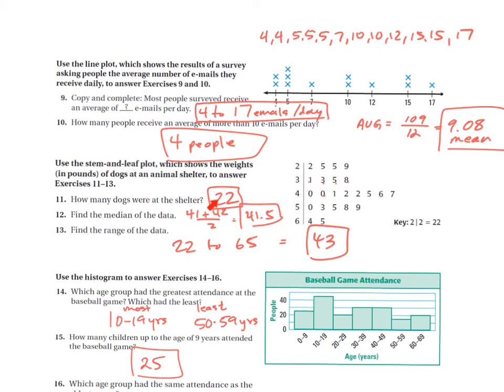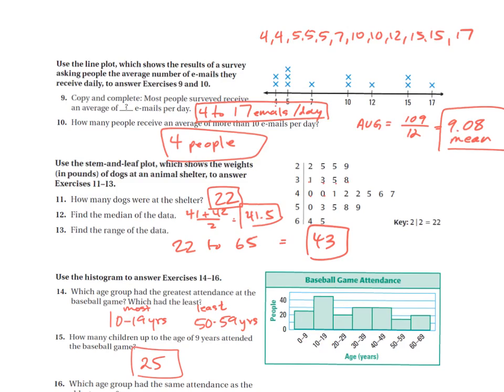Find the median. This is actually pretty easy. Once you know there's 22, it's 1, 2, 3, 4, 5, 6, 7, 8, 9, 10, 11, 12. So it's the average of 41 and 42. Obviously 41.5 is the median. The range is the difference between the first and the last number. So in this case, that would be 43.